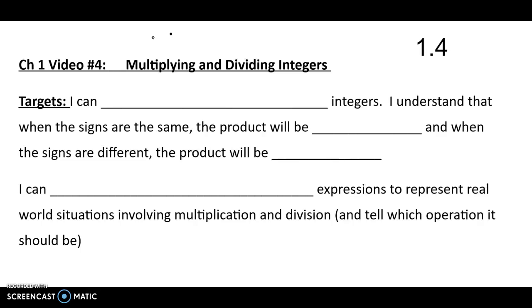Okay, this is video 4 for chapter 1, and we're going to combine multiplying and dividing integers. So we're putting them together in one section because they have the same rules. So in this section, I can multiply and divide integers. So remember, we're talking about positive and negative numbers with integers. So what are the rules? What kind of answer are we going to get if we multiply and divide when we have some negatives?